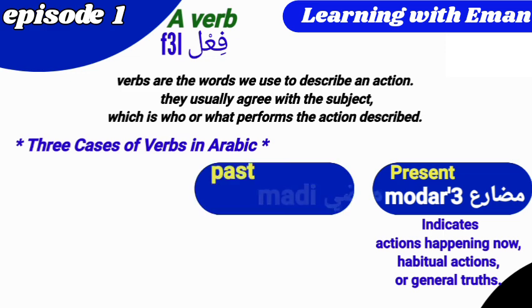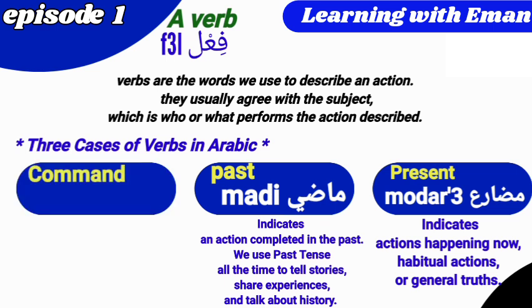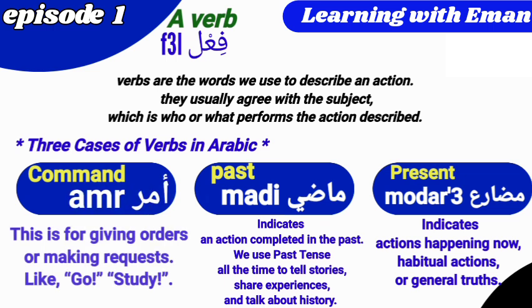Past ماضي, indicates an action completed in the past. We use past tense all the time to tell stories, share experiences, and talk about history. And command tense, أمر. This is for giving orders or making requests, like go, study.